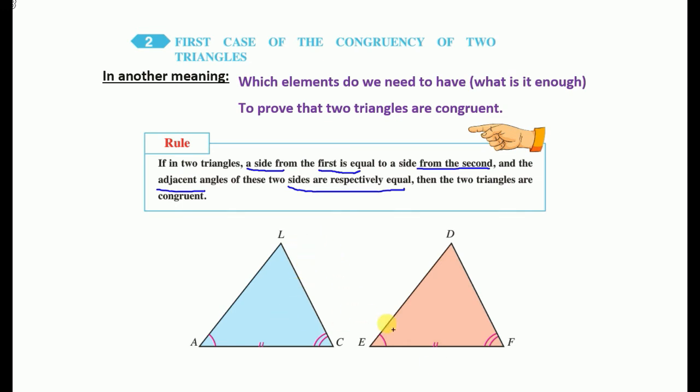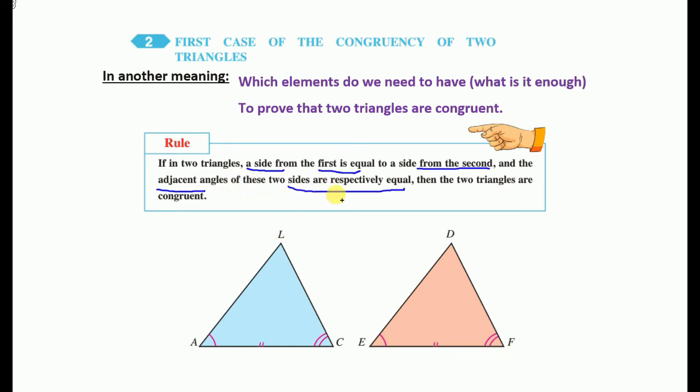So to prove that two triangles are congruent, we need to prove that one side of the first triangle is equal to one side of the second triangle. Here, we don't know anything about the sides LA and LC, DE and DF because no codes are placed and we don't have any information written aside. So we don't know anything about these two sides. By looking at the codes, we know that AC equals EF.